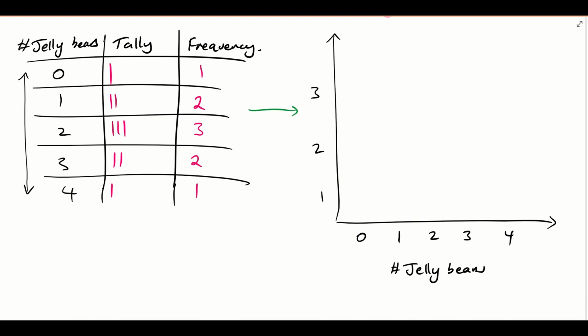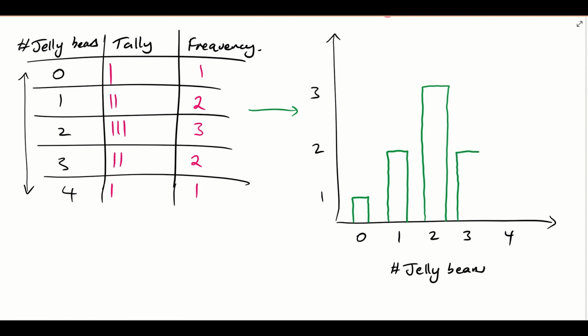So for 0 jelly beans, we only had 1 person that ate 0 jelly beans. So we're going to put that up to the number 1, like that. And then for 1 jelly bean, we had 2 people. So that goes up to there like this. And for 2 jelly beans, we had 3 people, like that. And for 3 jelly beans, we had 2 people. And for 4 jelly beans, we had only 1 person.